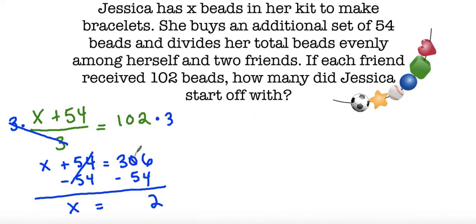Then x is equal to: 6 minus 4 is 2. Going to cross this out, make this a 10 and borrow from the 3. 10 minus 5 is 5, and 2 minus 0 is 2. So she initially started off with 252 beads.